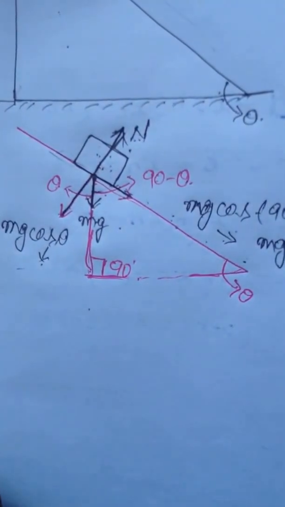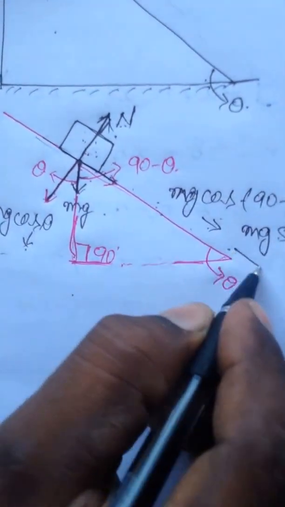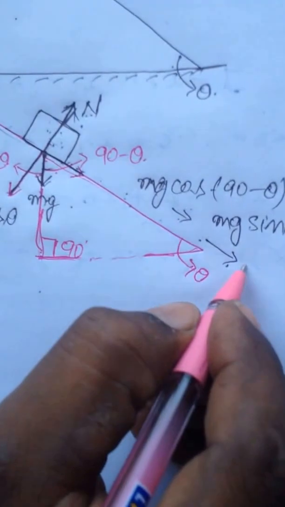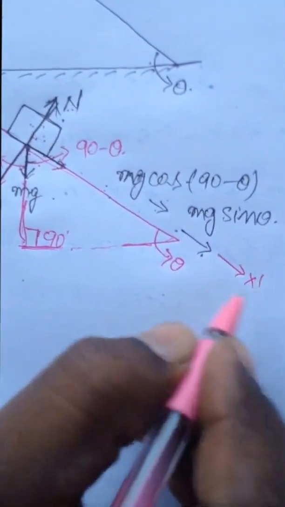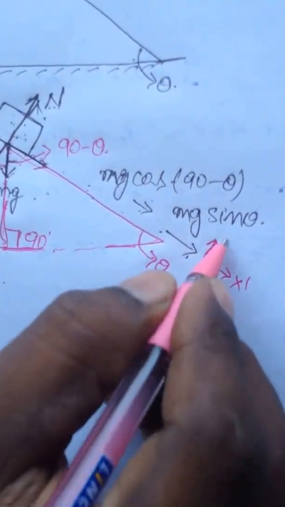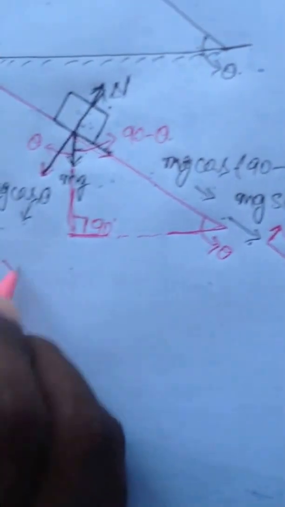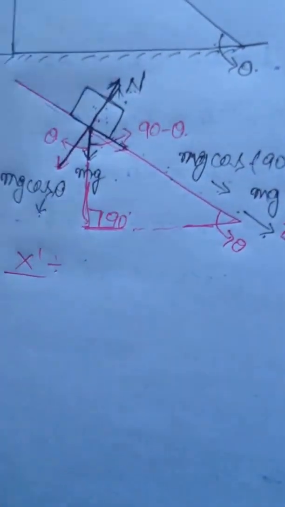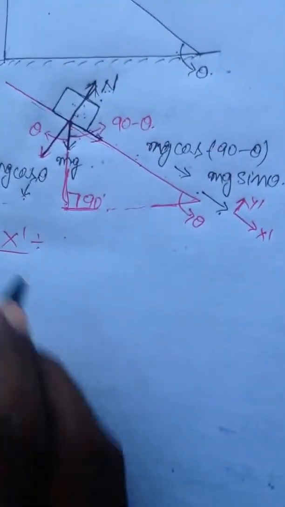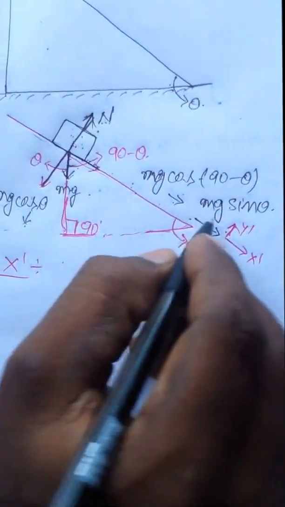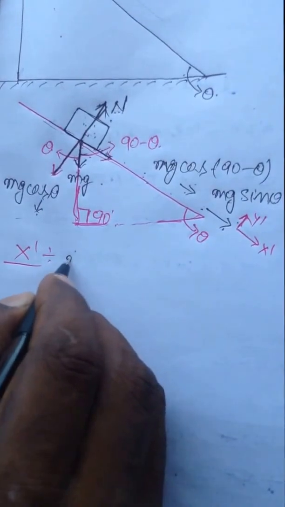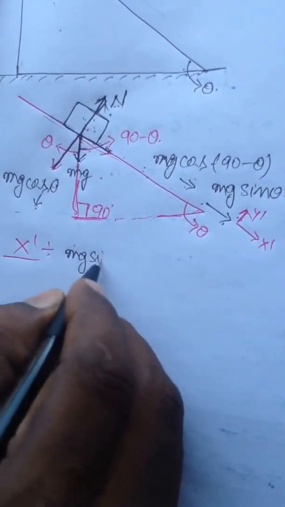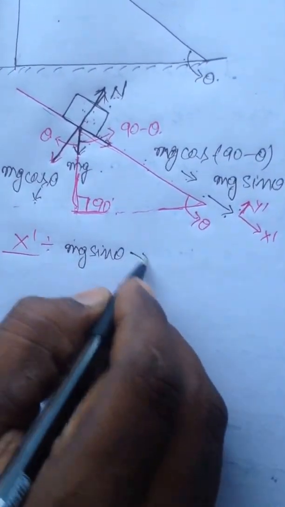Okay, so if I analyze motion down the inclined direction, I am taking this down the inclined direction as x dash direction, and normal to the inclined direction as y dash direction. I am analyzing the motion along the x dash direction. So what are the different forces acting on the object down the inclined direction? Only force is mg sin theta, and it is down the incline.